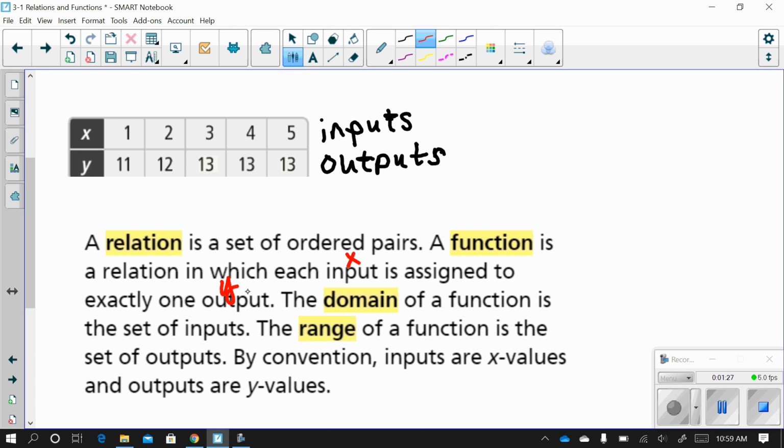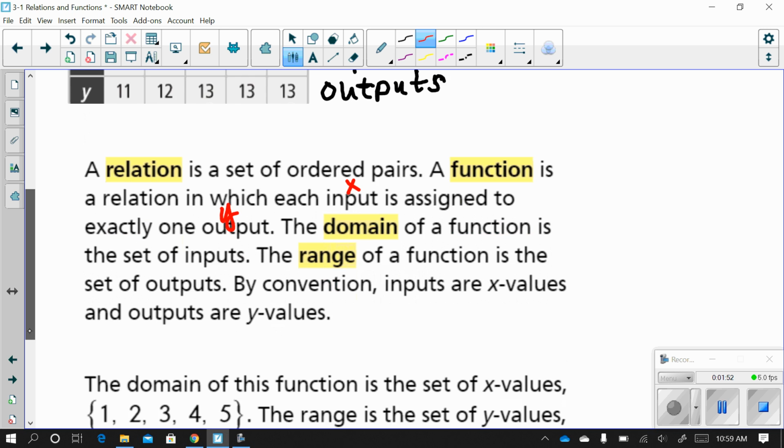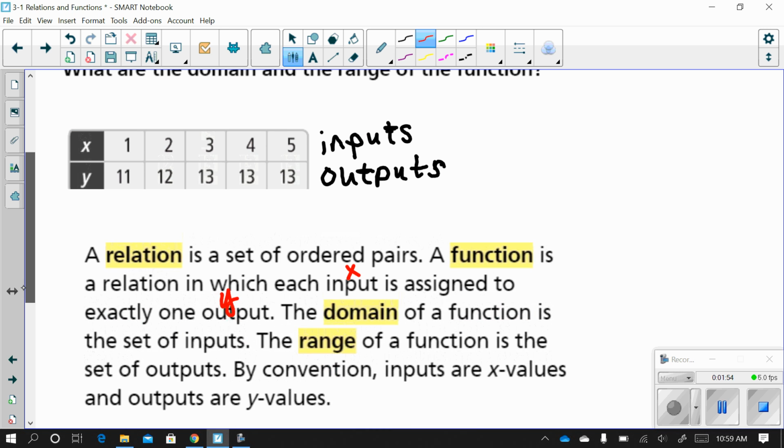Okay, so the domain of a function is a set of inputs, and the range of a function is a set of outputs. By convention, so what we normally do, inputs are your x values, outputs are your y values. So input is your x, output is your y. And a function is a special relation in which each x only has one y.